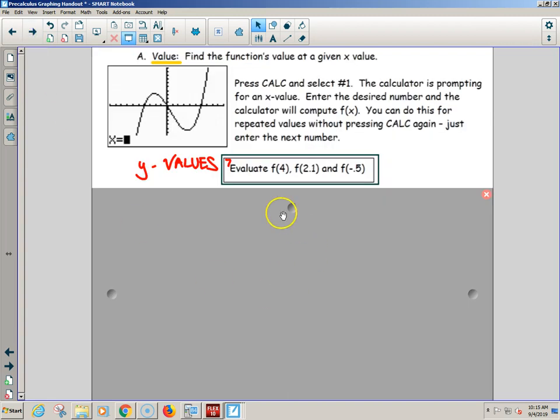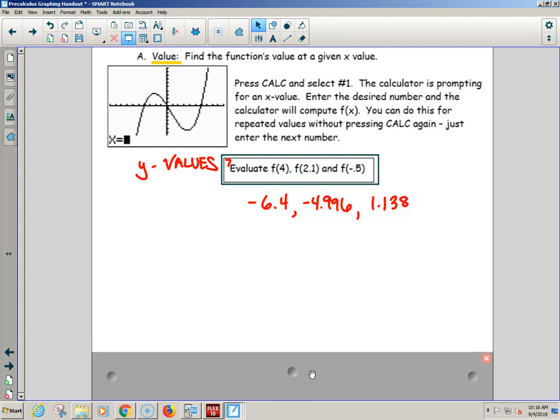Okay, number 7, evaluating the y values at 4, at 2.1, and at negative 0.5. When you put answers, how long? Like to what place? Oh, 3 decimal places. So tens, hundreds, thousands. 3 decimal places. Yeah, exactly.